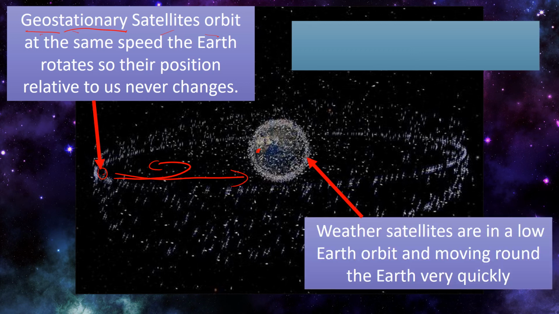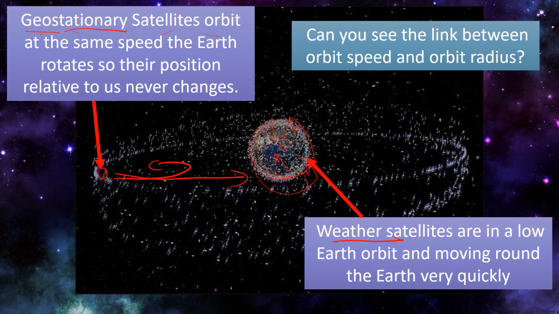Whereas the ones that are closer, the lower ones, are the ones we use for weather because we can see the clouds moving in more detail. They move around the Earth more quickly because they are closer to the Earth. They have to move quicker than the Earth's rotation because they're so close. And because they're so close, the gravity is stronger, therefore the speed that they need to be travelling needs to be greater to overcome the gravity. So the wider the orbit, the slower the satellite is going.